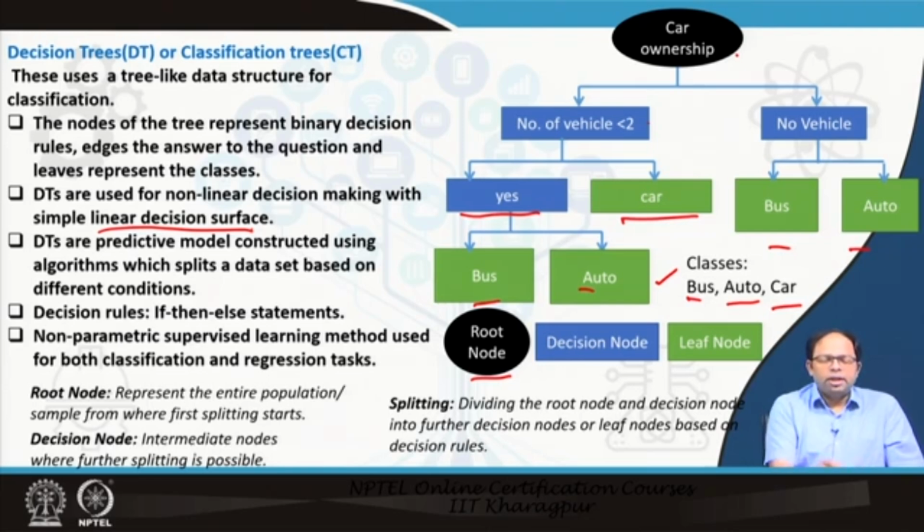It solves nonlinear decisions, but we use linear decision surfaces, or those planes that we are talking about, those were linear. So, decision trees are predictive models constructed using algorithms which split the data set based on different conditions. These different conditions are the decision rules, which is done by if-then-else statements. If this is there, yes or no, and then else this happens. So, that is what is happening over there.